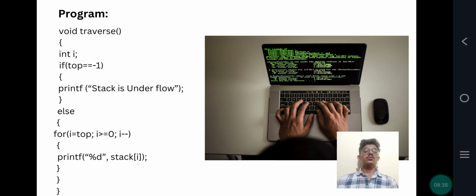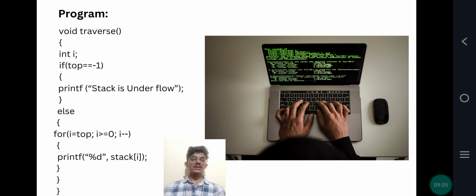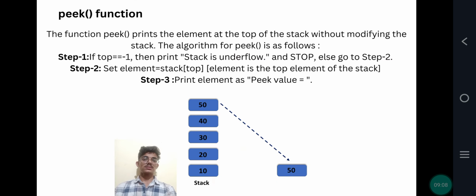Here this is the entire code of the display function. Void traverse means nothing but display. Here we want to initialize i, int i. Here this is the condition where we check whether the stack is empty or not. If top is equal to minus 1, printf stack is underflow, else for i is equal to top, i greater than or equal to 0, i minus minus, printf %d, stack[i]. This is the entire code of the display function.